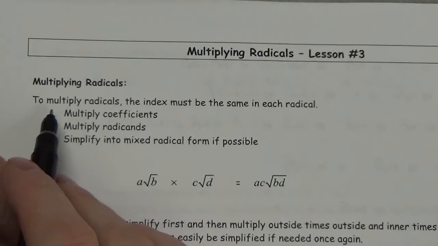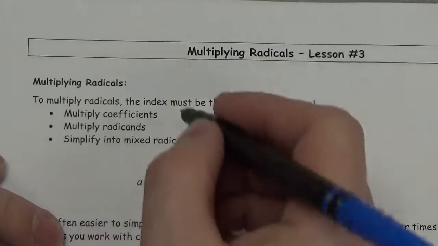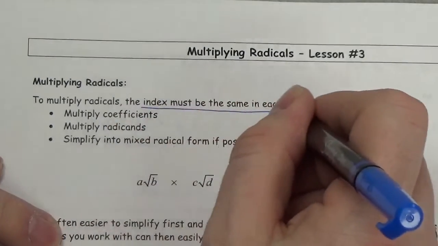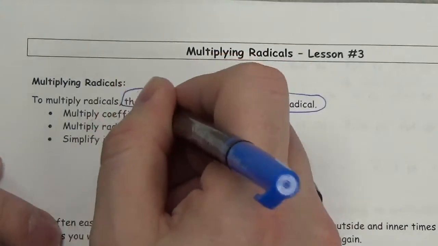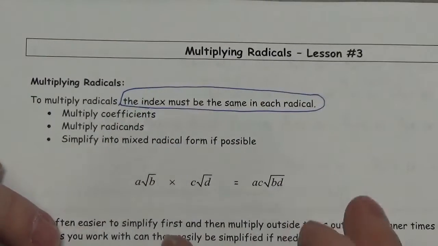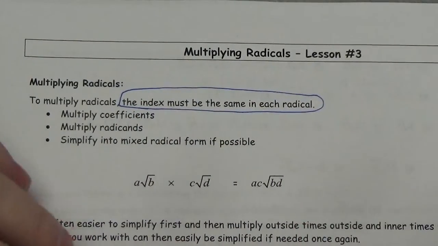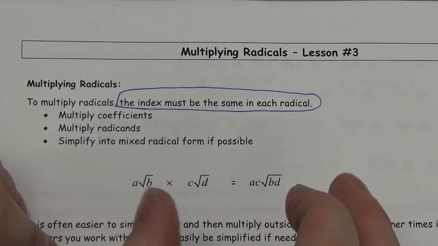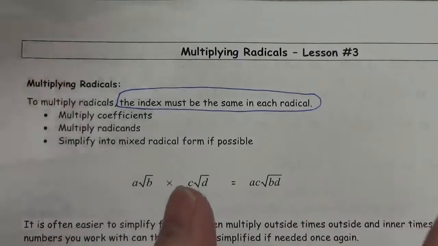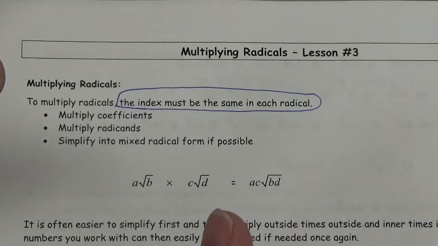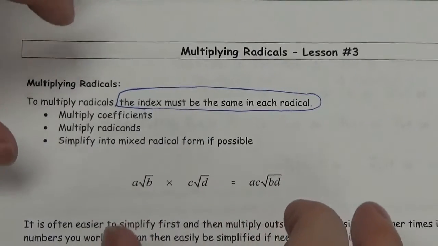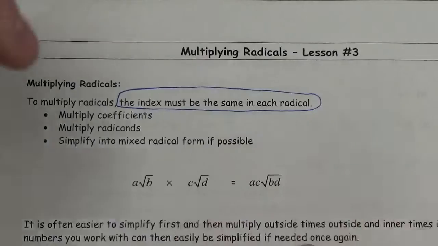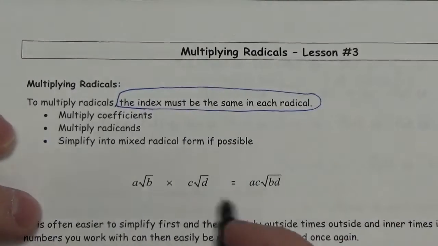Like it says right here, when you multiply radicals, first of all, the index must be the same for each radical that you're multiplying together. So you can multiply square roots by square roots, cube roots by cube roots, and so on. But the way I'm about to show you here, you can't multiply square roots by cube roots. Now it turns out you can do that, just not using this notation that we're using right here. You're going to have to use a different variation of that.